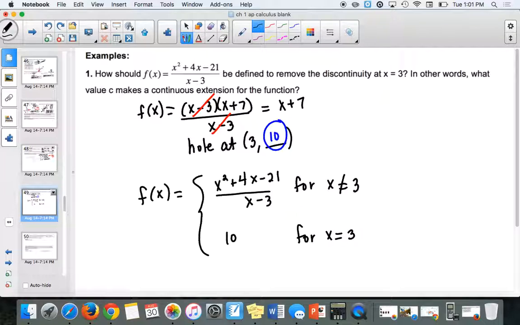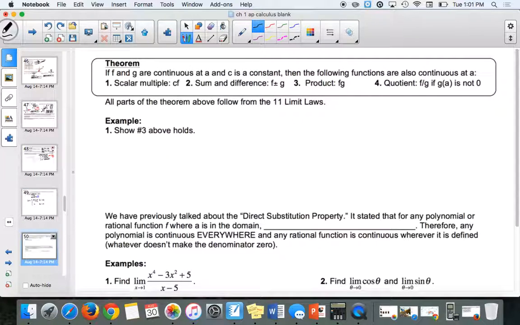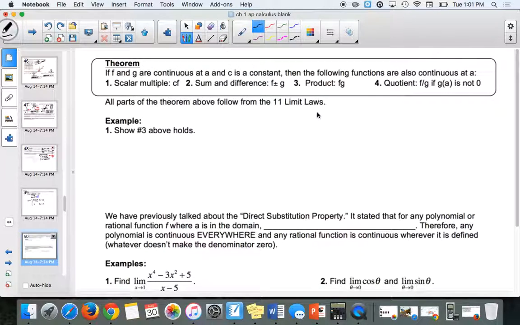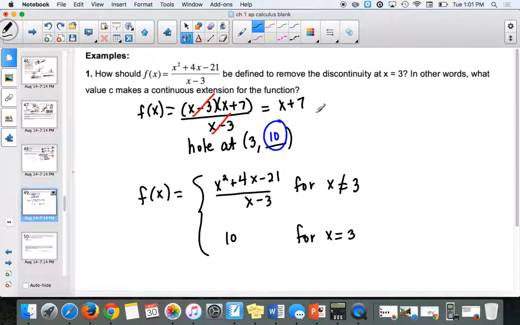Yeah, so a lot of times you're going to have problems that say, find the values of a and b that make this continuous, right? We're going to do something like that in a second. If you remember, we had limit laws, and they worked with a product, with sums, with differences, with quotients, and so on. The same thing applies for continuity, because continuity involves limits, right?